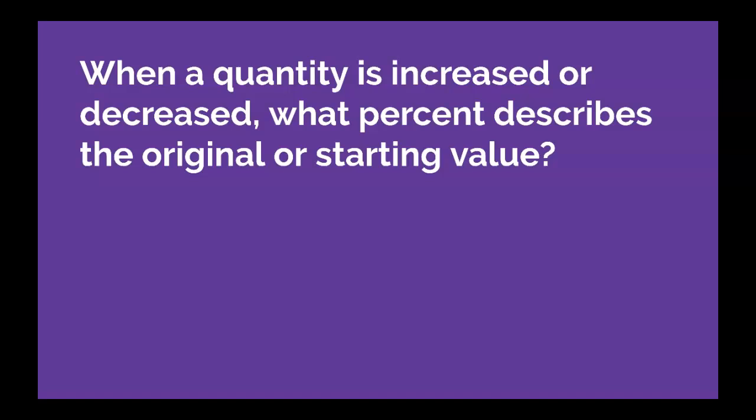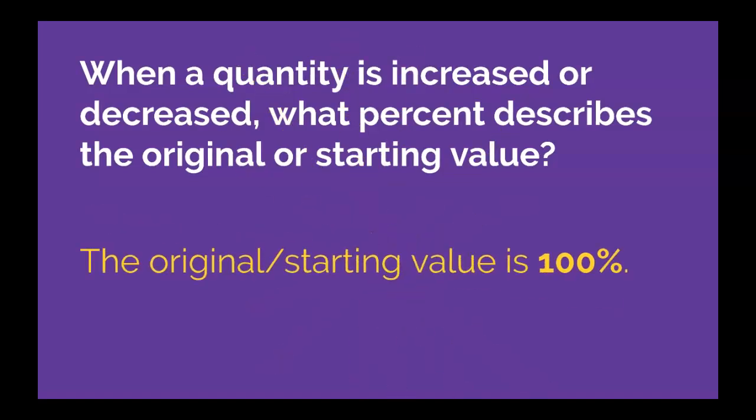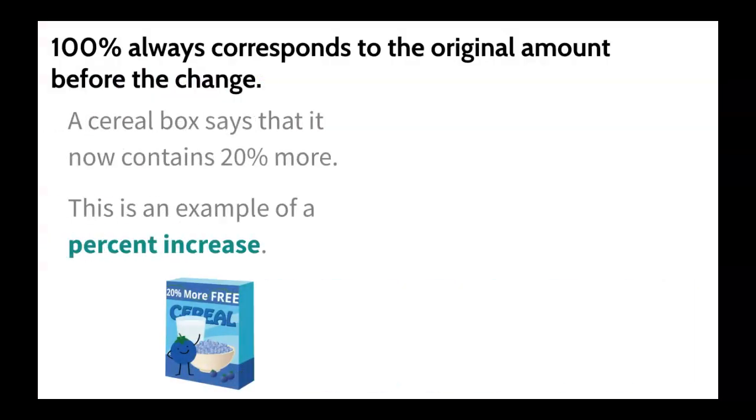So when a quantity is increased or decreased, what percent describes the original or starting value? This is going to be crucial. We always start at 100%. The full price or full percentage of the item is 100%. And that always corresponds to the original amount before the change.